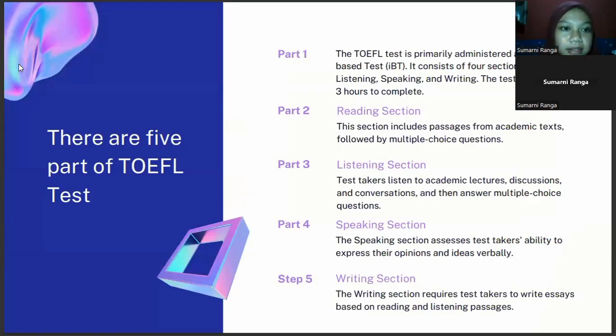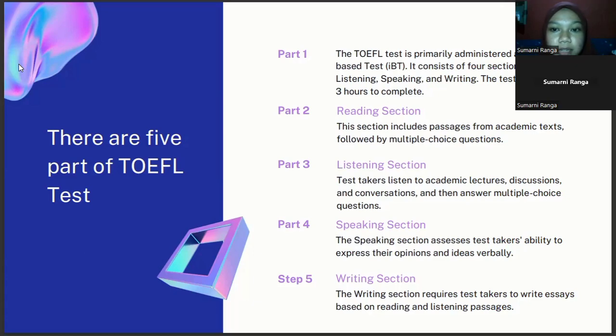And the next slide is there are 5 parts of the TOEFL test. Part 1: the TOEFL test is primarily administered as an internet-based test, the iBT. It consists of 4 sections: reading, listening, speaking, and writing. The test takes about 3 hours to complete. Part 2 is reading section. This section includes passages from academic texts followed by multiple choice questions.